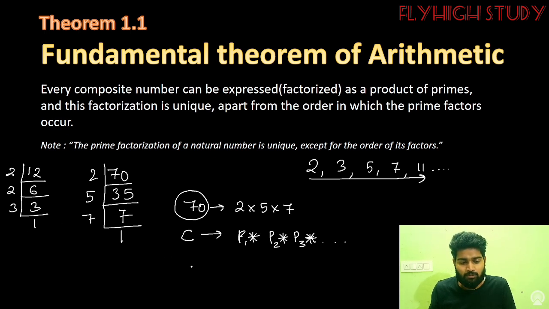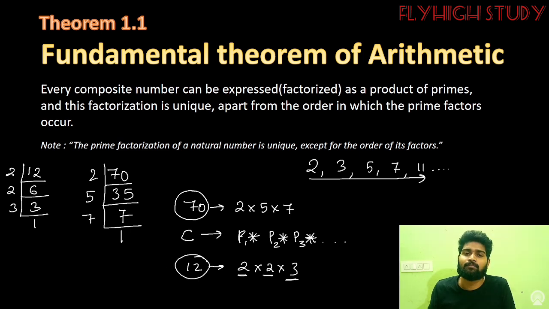So what does it mean? 12 is a composite number, and I am expressing it as the product of 2 into 2 into 3. 2 is a prime number, 2 is a prime number, 3 is also a prime number. You are multiplying a bunch of prime numbers to get a composite number. That is what they are telling: every composite number can be expressed as a product of prime numbers. So now you read the definition, that is theorem 1.1, and you will understand very well.